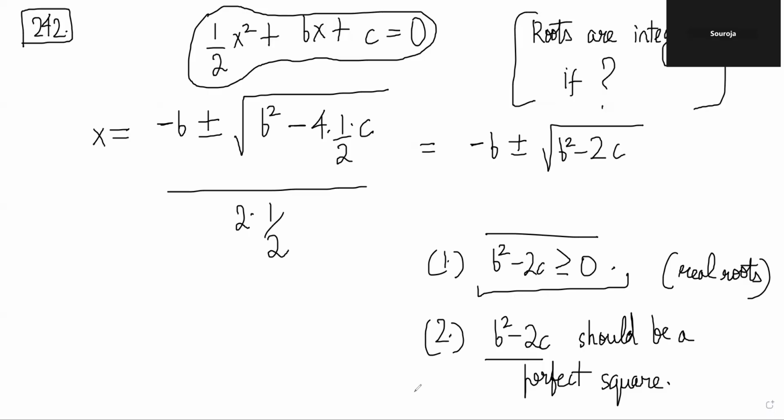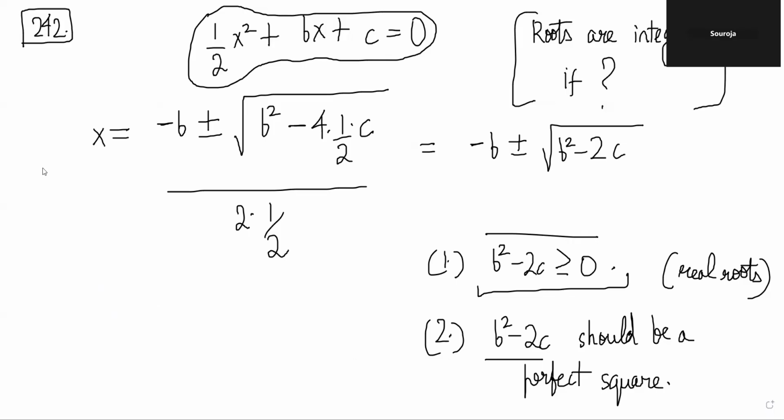So notice that if b and c are even, what happens then? Okay, we can't say much here directly. We are getting b square. One of the options is saying b square minus 2c should be a perfect square. And b is an integer. How do we know that b is an integer?